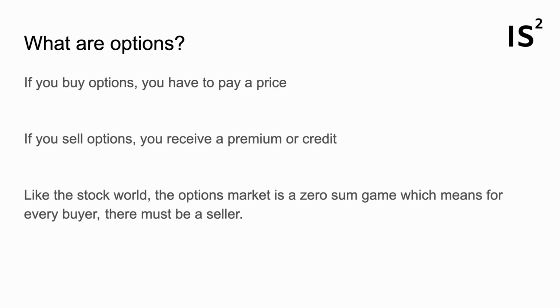So if you buy options, you have to pay a price, the same way with stocks. If you buy a stock, you have to pay a certain price to get those shares. Now, if you sell options, you receive a premium or a credit. Options are a zero-sum game, which means that for every buyer, there must be a seller. So if you have to pay money to buy an option, that means if you sell the option, somebody is paying you for that option. So instead, you receive money, what we call a premium or a credit. If you're selling an option, you receive premium or credit. If you're buying, you have to pay a price.